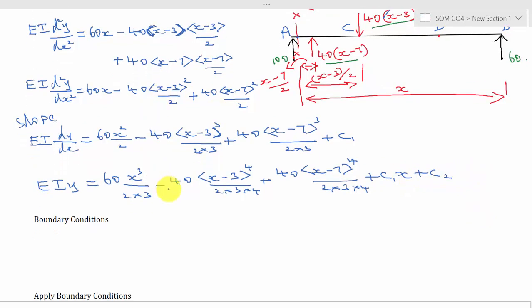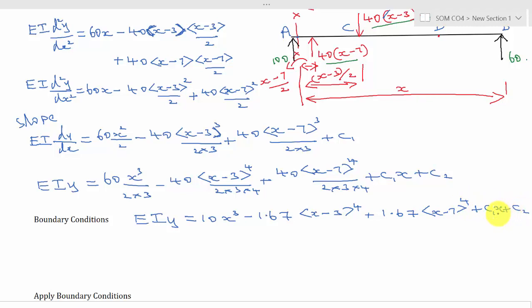So if I simplify this equation, then I will get EIy is equal to 10 x cube minus 1.67 (x minus 3) the whole power 4 plus 1.67 (x minus 7) the whole power 4 plus C1x plus C2. So let us consider this equation as equation number 1 and this as equation number 2.